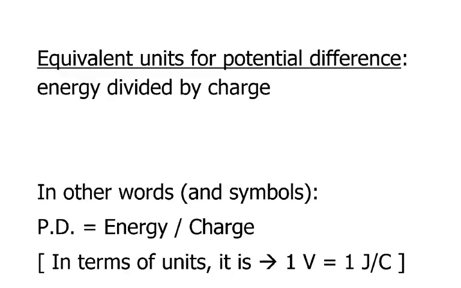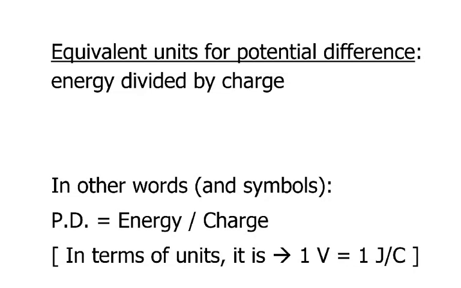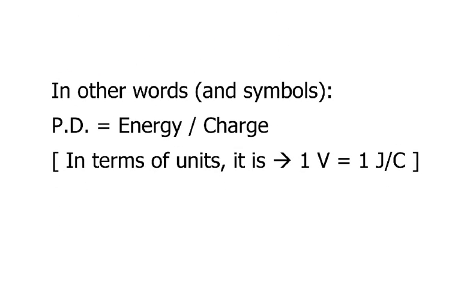So, you could say there are equivalent units for potential difference: energy divided by charge. So potential difference could be written as energy over charge, or joules per coulomb. So 1 volt is equal to 1 joule per coulomb of charge. Anyway, that's just something you should be aware of. Moving along.